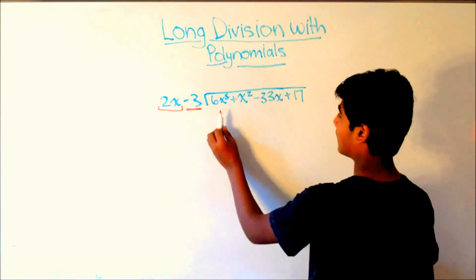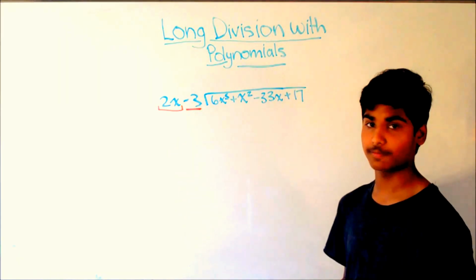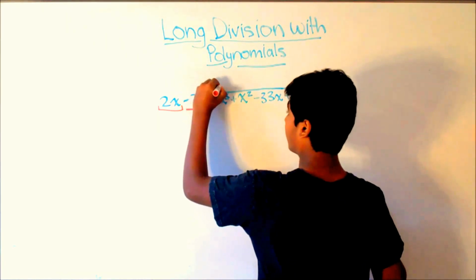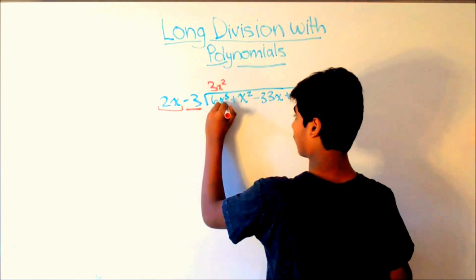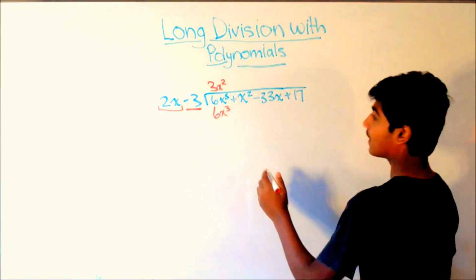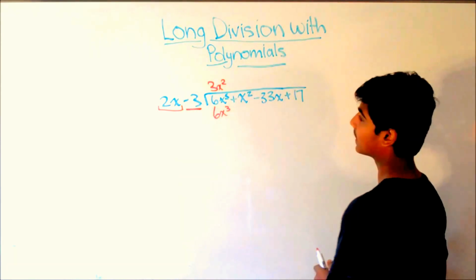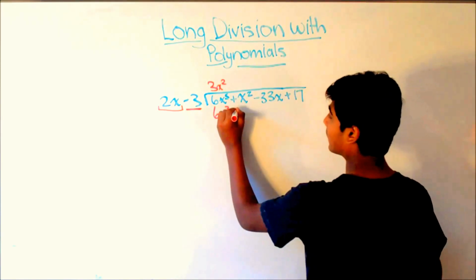Now, let's look at 2x and 6x cubed. How many times does 2x go into 6x cubed? Well, it goes 3x squared times. Now, we also have to multiply these. It'll be 6x cubed minus 9x squared.